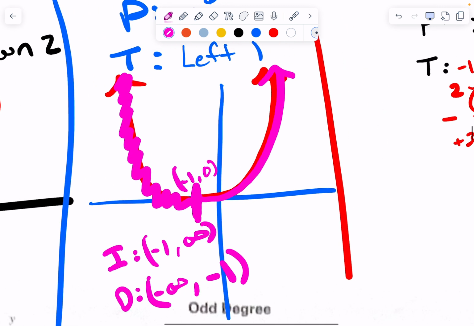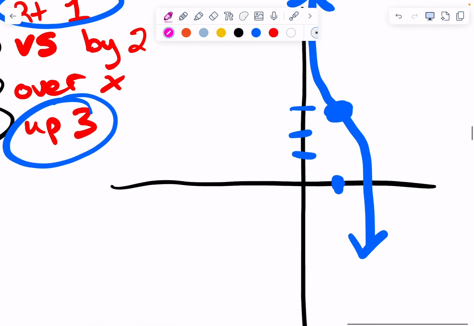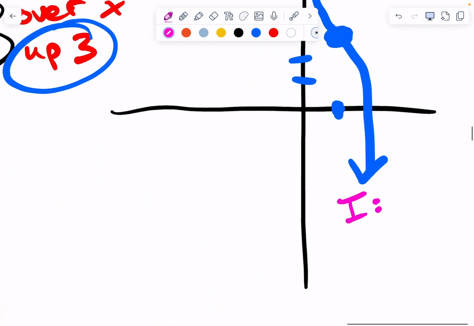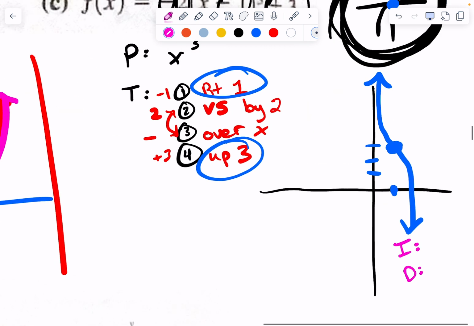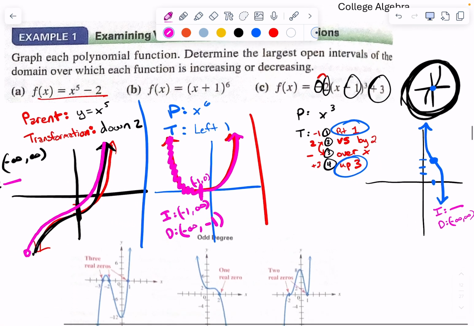Increasing. Okay, am I going too fast? No. Okay, this guy, what's he doing? Increasing, decreasing? Always decreasing. He's always decreasing no matter what. Like the whole way through, he's going down, right? He's never increasing. He's decreasing from negative infinity to positive infinity. Okay? Good. Maybe.